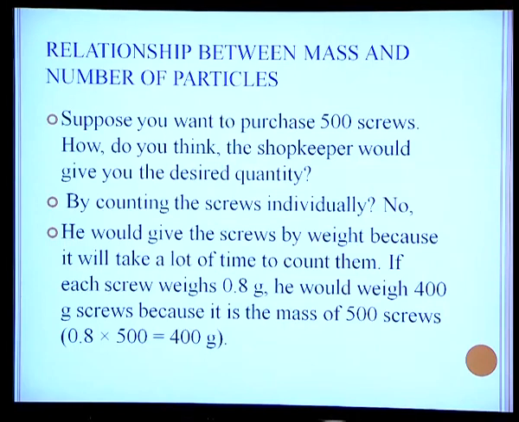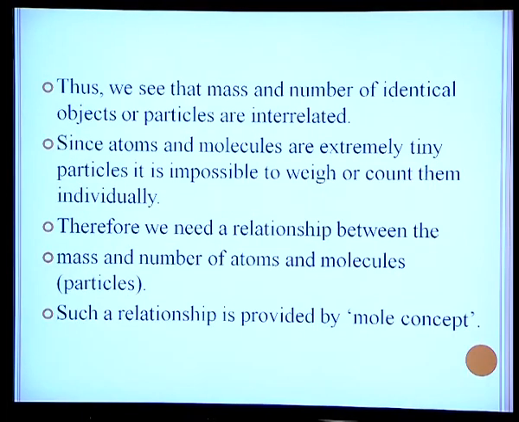If each screw weighs 0.8 gram, he would weigh 400 gram of screws, because the mass of 500 screws is 0.8 gram into 500, which gives 400 gram. Thus, we see that mass and number of identical objects or particles are interrelated. Since atoms and molecules are extremely tiny particles, it is impossible to weigh or count them individually. Therefore, we need a relationship between the mass and the number of atoms and molecules. Such a relationship is provided by the mole concept.